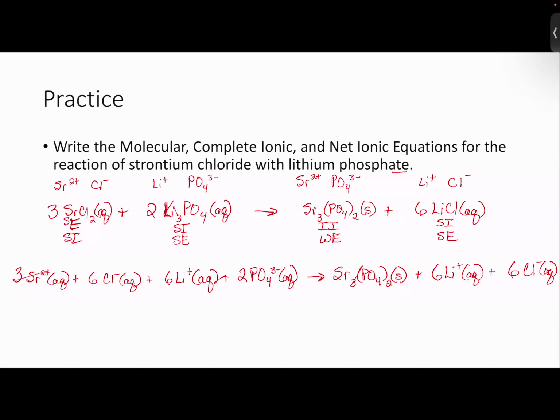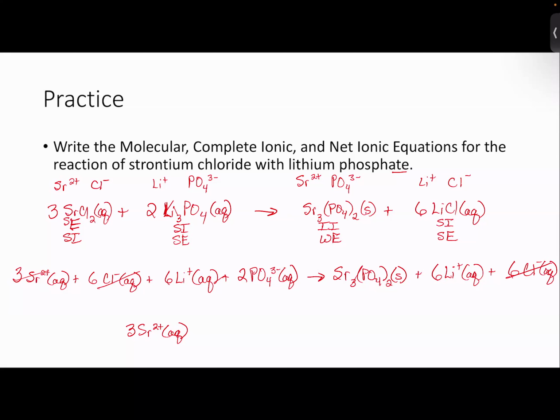If you can get to the complete, the net is a breeze. If you get the complete right, the net should be a breeze, because all it is is removing the spectators. On the reactant side, I have 3 strontium 2 plus aqueous. Do I have 3 strontium 2 plus aqueous on the product side? No. So that comes down. On the reactant side, I have 6 Cl minus aqueous. Do I have 6 Cl minus aqueous on the product side? Yes. So that is a spectator.